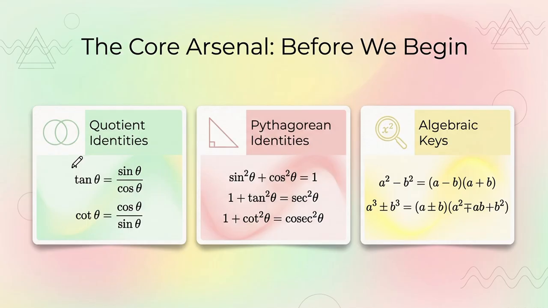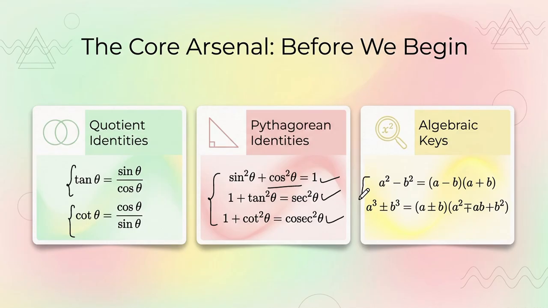For example, tan theta is equal to sine upon cos, and cot theta is nothing but cos theta upon sin theta. And the most important thing is identities. We know that sin square theta plus cos square theta is equal to 1, 1 plus tan square is equal to sec square theta, 1 plus cot square is equal to cosec square. Similarly, we can write each identity in three different ways. For example, cos square is nothing but 1 minus sin square, and so on.